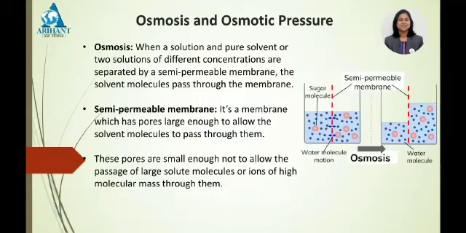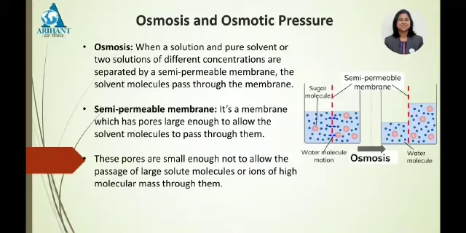Before studying osmotic pressure, we are going to study a few terms which are related to it. So we should know what is osmosis. When a solution and pure solvent, or two solutions of different concentrations, are separated by a semi-permeable membrane, the solvent molecules pass through the membrane. Students, here you can observe the diagram. The osmosis process is explained in the diagram.